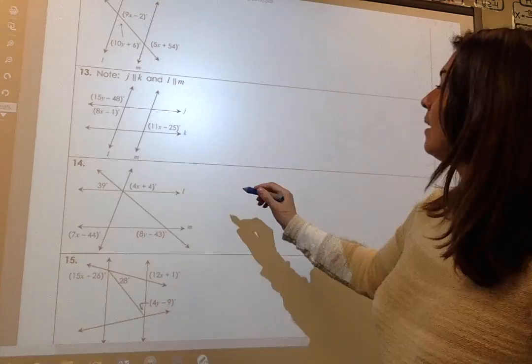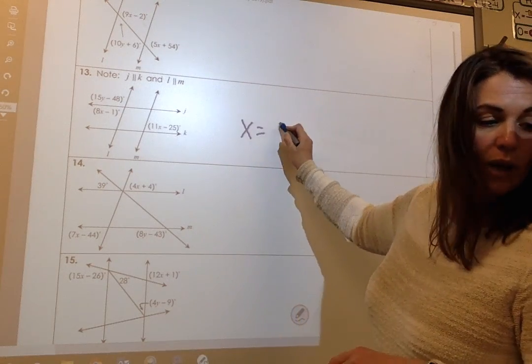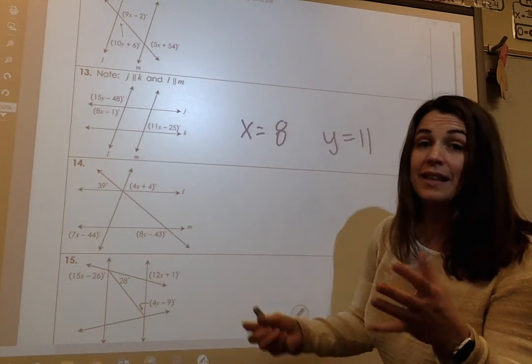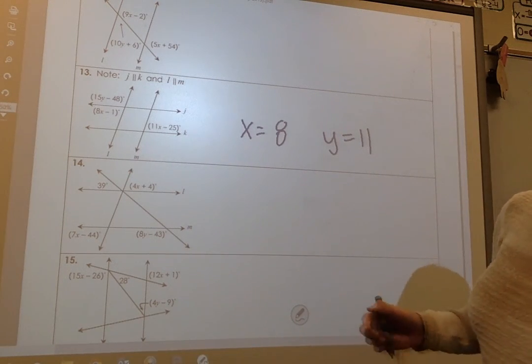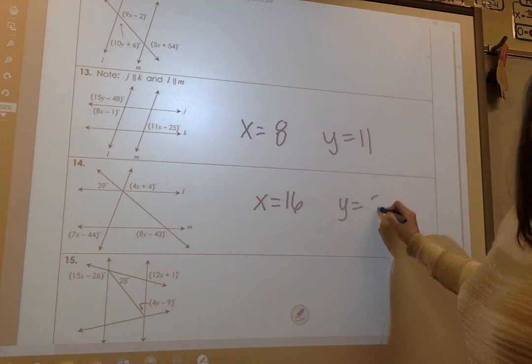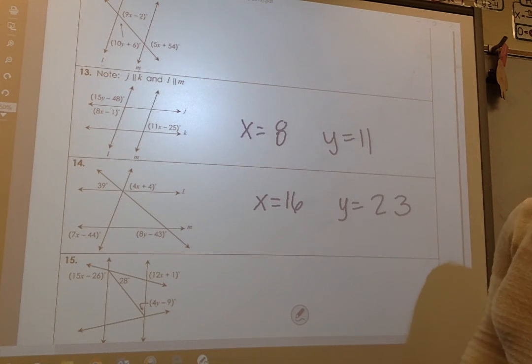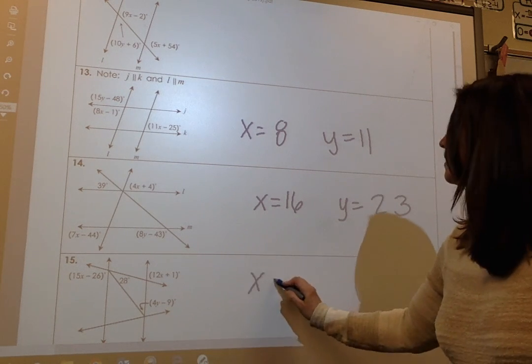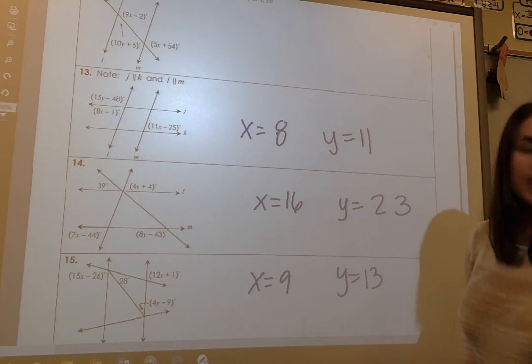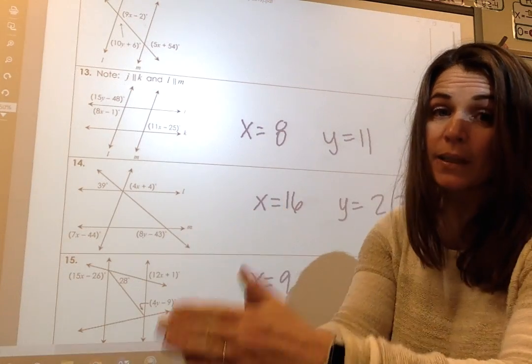But for 13, x is going to equal 8, and y is going to equal 11. If you're not getting these, come see me. Number 14, x is going to be 16, and y is going to be 23. And number 15, x is equal to 9, y is equal to 13. Okay? If you didn't get them, please, please, please come and see me.